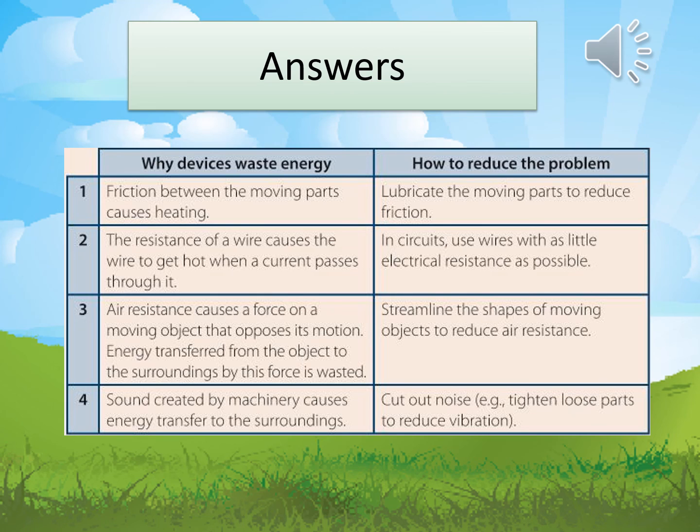So how could we possibly reduce these problems? You could add some kind of oil or lubrication to the moving parts. That's why you need oil in an engine. You could use different wires. So in circuits, use wires with little electrical resistance. You could make something more streamlined, so that would reduce drag and air resistance. Or you could somehow tighten loose parts, joints, stop vibrations, and cut down on that sound, that noise wasted energy.